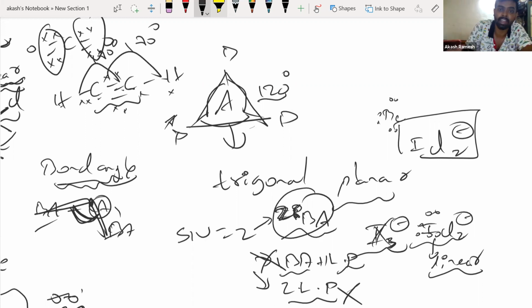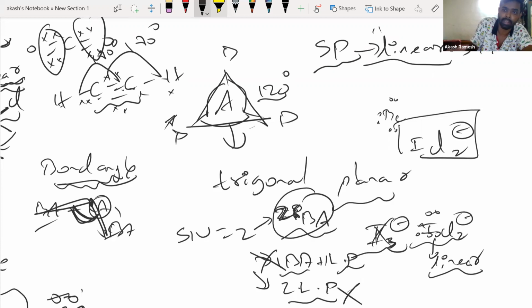So I can blindly say, the moment you find that the hybridization is sp, you can directly go for the shape to be linear, and you can tell that the bond angle is going to be 180 degrees. This you can blindly say if you have sp hybridization. Obviously, if you have other hybridizations, you cannot say for sure.